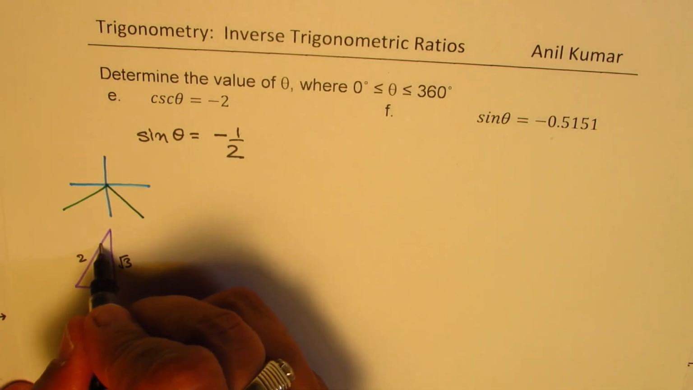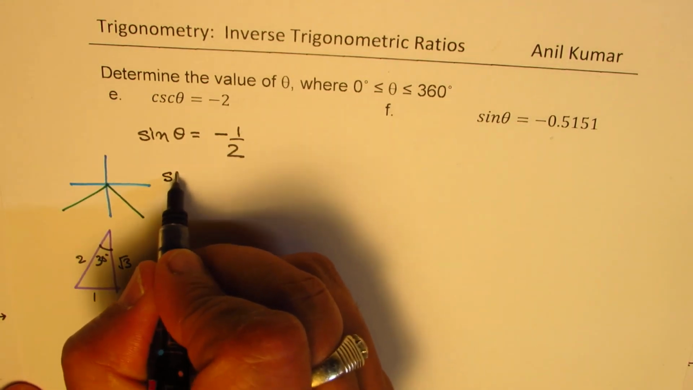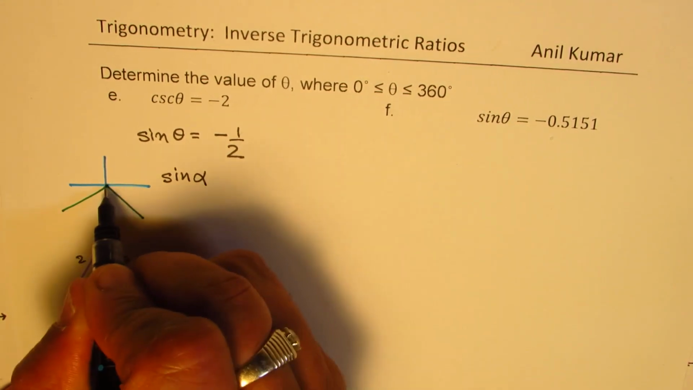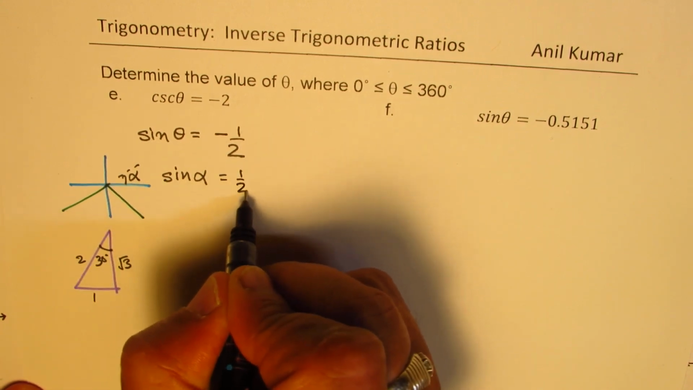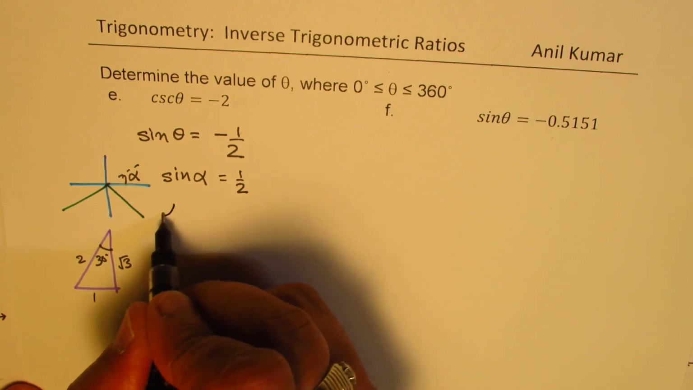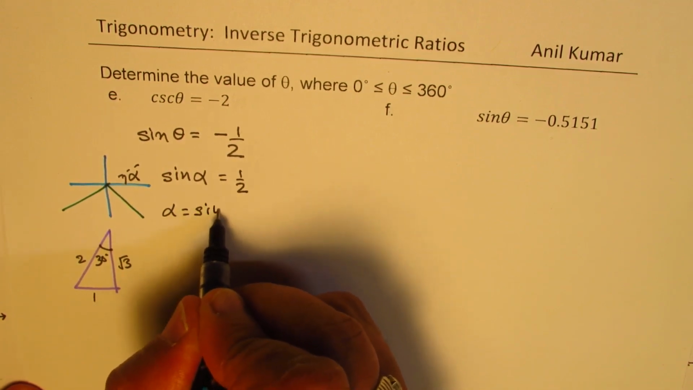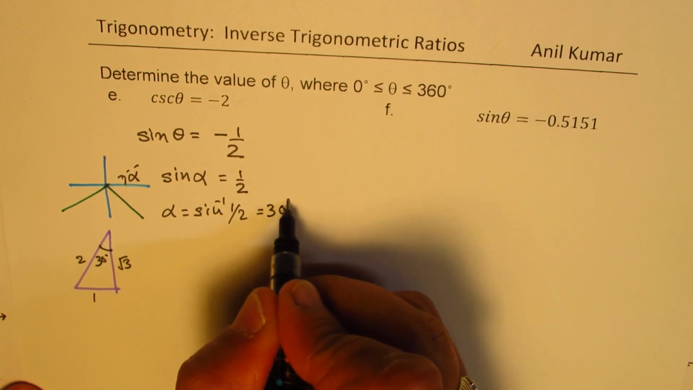Sine theta is half means we are looking for 30 degrees. So that means we will first work for the acute angle. This side is alpha. Sine alpha equals half. From this particular triangle, we get alpha is sine inverse of half, which is equal to 30 degrees.